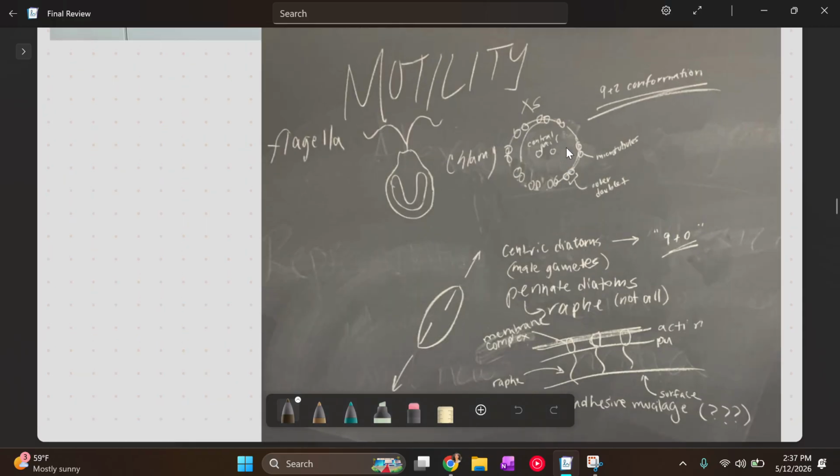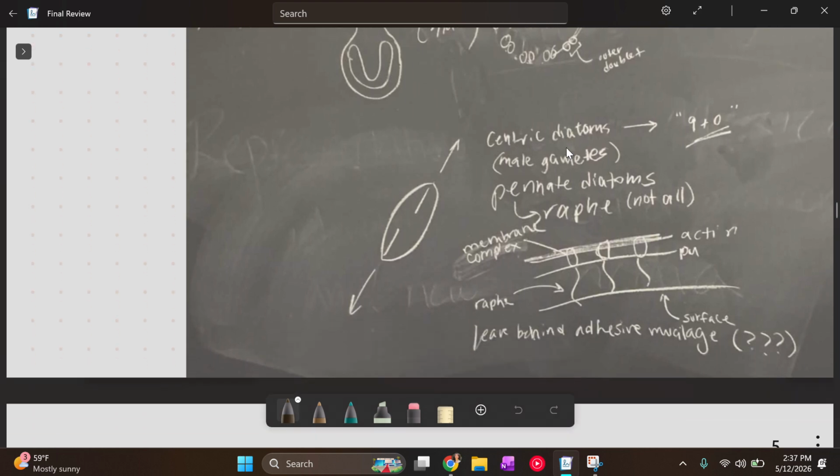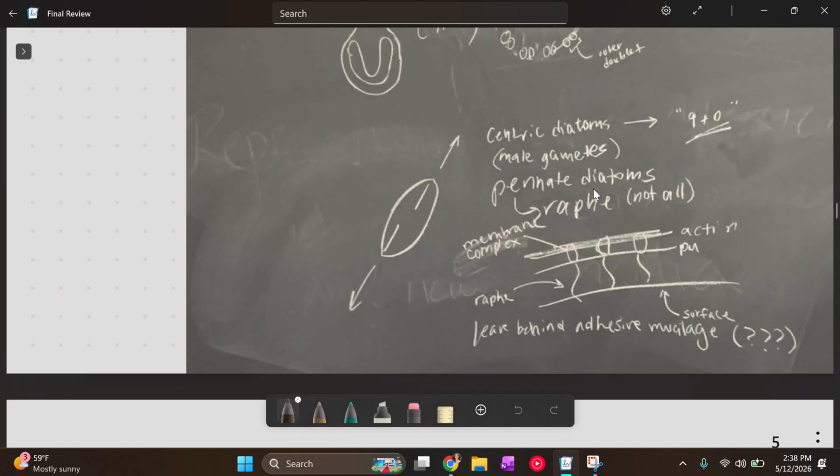Okay. But centric diatoms, they still want to be moving, and they move kind of like a starfish. They look like they're just sitting there, but underneath they have all these tiny little legs, but they're not actually legs. They're raphe in this case. I don't think that the starfish little suckers are called raphe. Yeah, only for the pennate. The centric ones, I guess, just sit there.